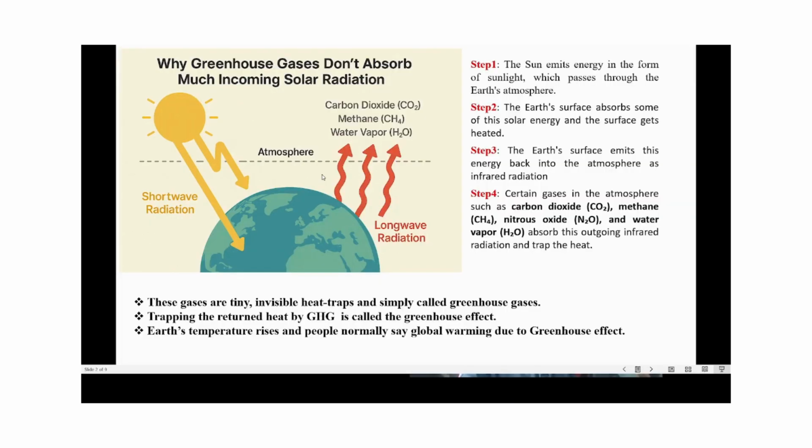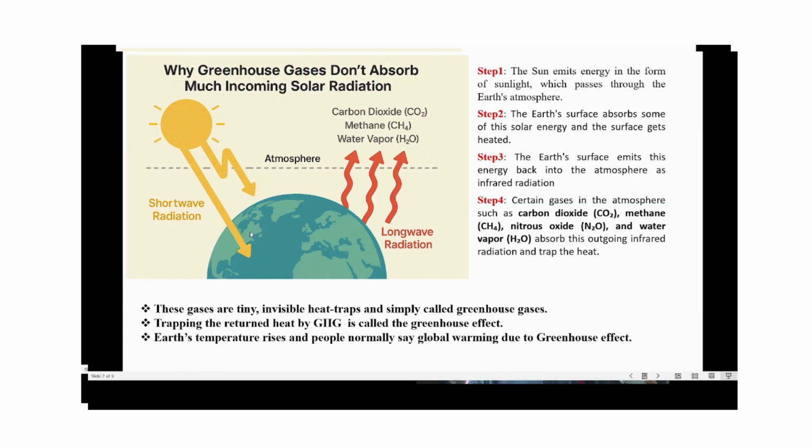So let's start. Let us try to understand what is greenhouse gas and what is greenhouse gas effect. As shown in the image, that is an animated image developed through AI. Here you can see our Earth is blanketed by atmosphere. The sun emits energy in the form of sunlight, which passes through the Earth's atmosphere, and then the Earth's surface absorbs some of the solar energy and the surface gets heated. And then the Earth's surface emits this energy back into the atmosphere as infrared radiation.